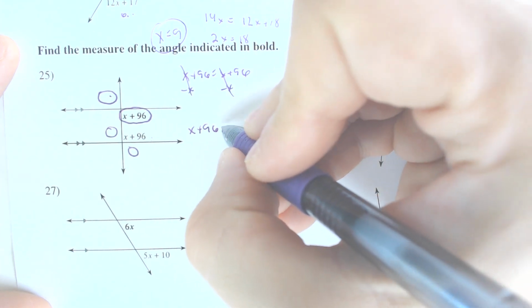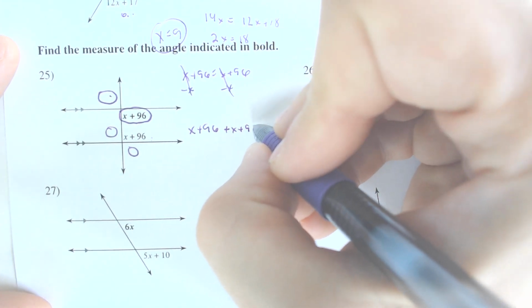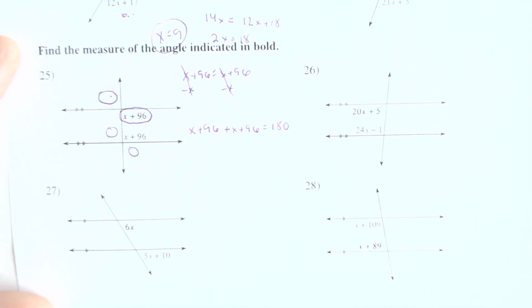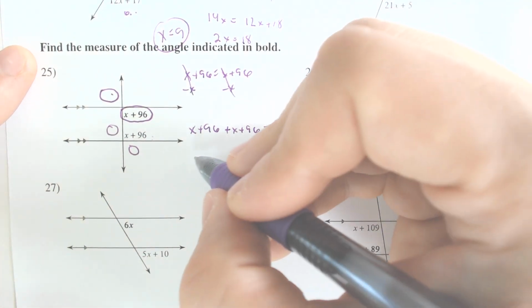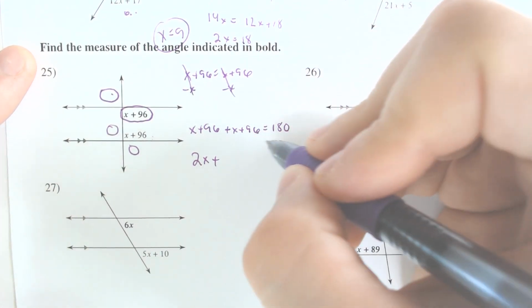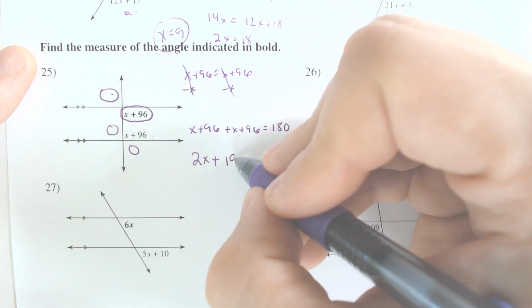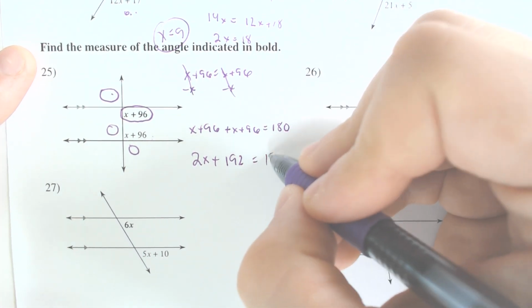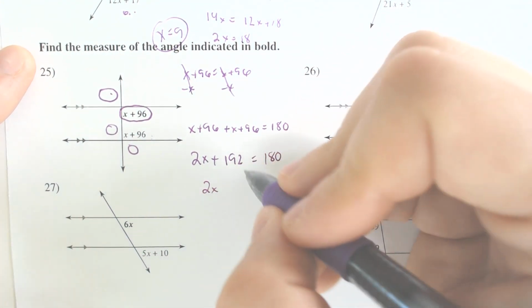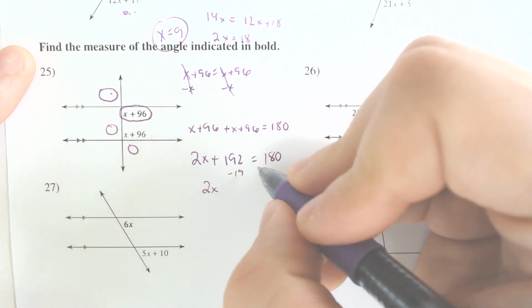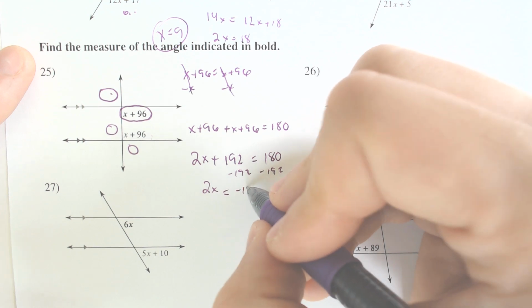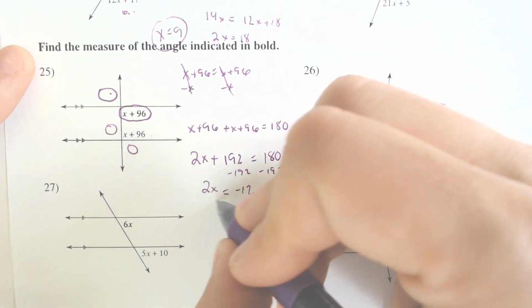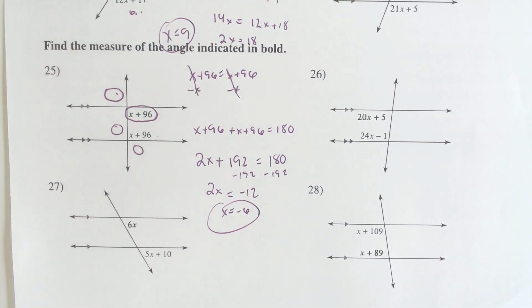So x plus 96 plus x plus 96 would equal 180. All right? And now we can combine like terms. We got x and we got x, we got 2x. We got 96, we got 96. That's going to add to make 192 will equal 180. Subtract the 192. When we subtract 192 from 180, you end up with a -12, which means for the first time in a while, we get negative values for x.